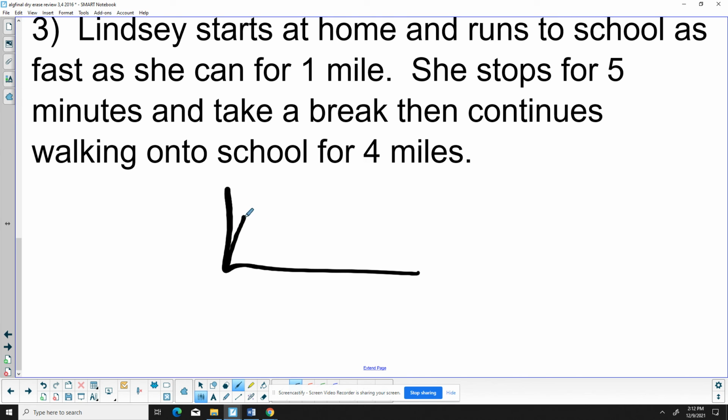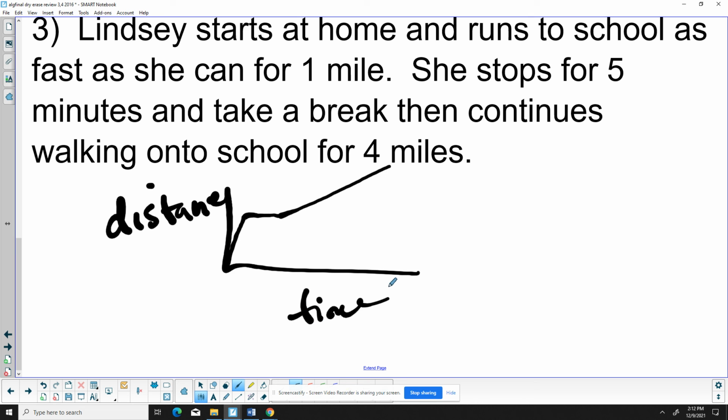And then she stops for 5 minutes. So time is moving on, but her speed and her distance are not moving on. And then she continues walking to school. So her speed is represented by the slope, but the distance is represented over here. This is distance, and this is time. Okay, and then over here would be getting to school.